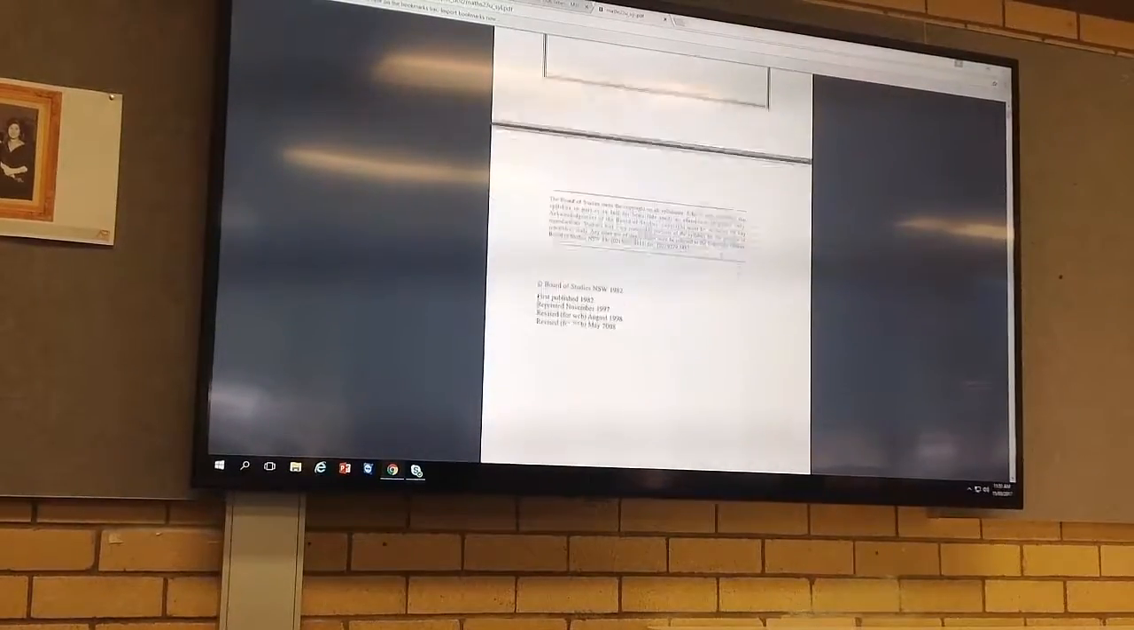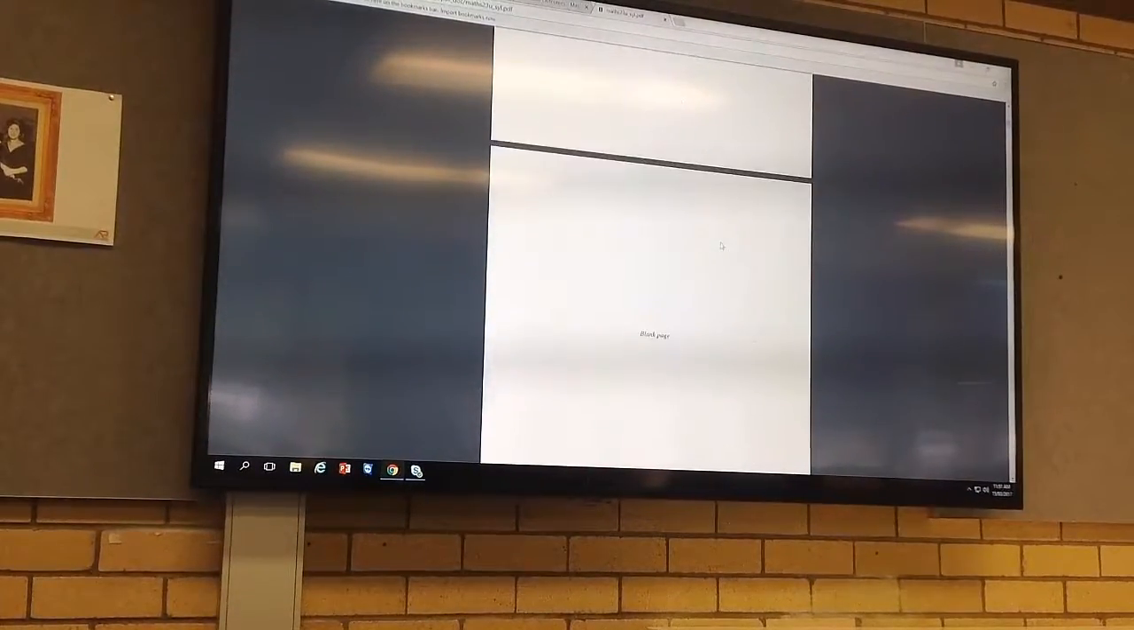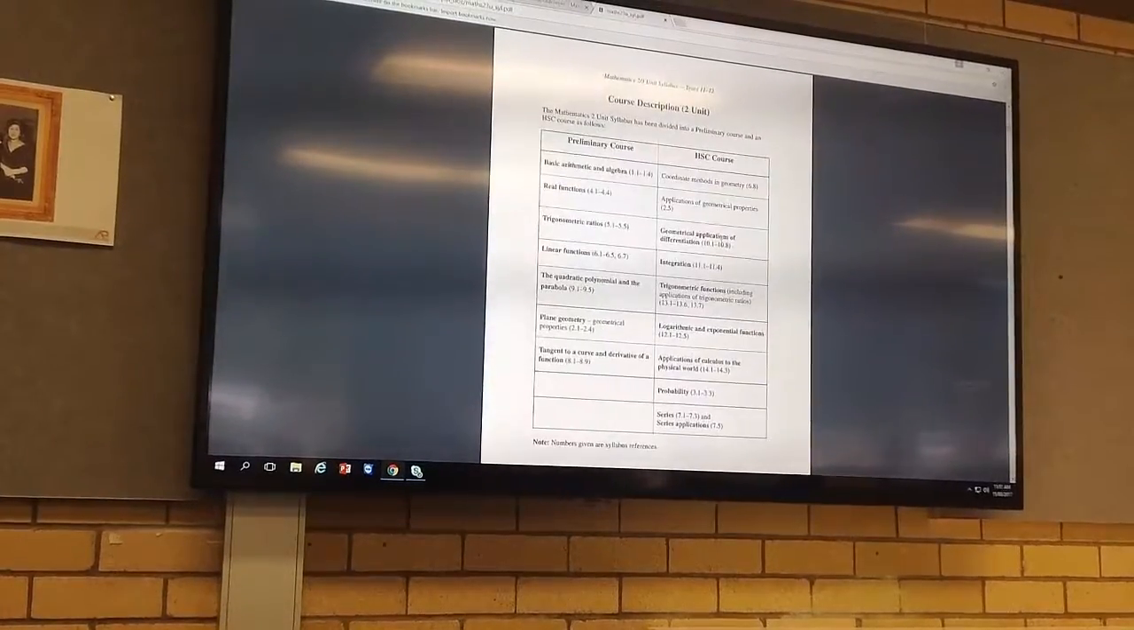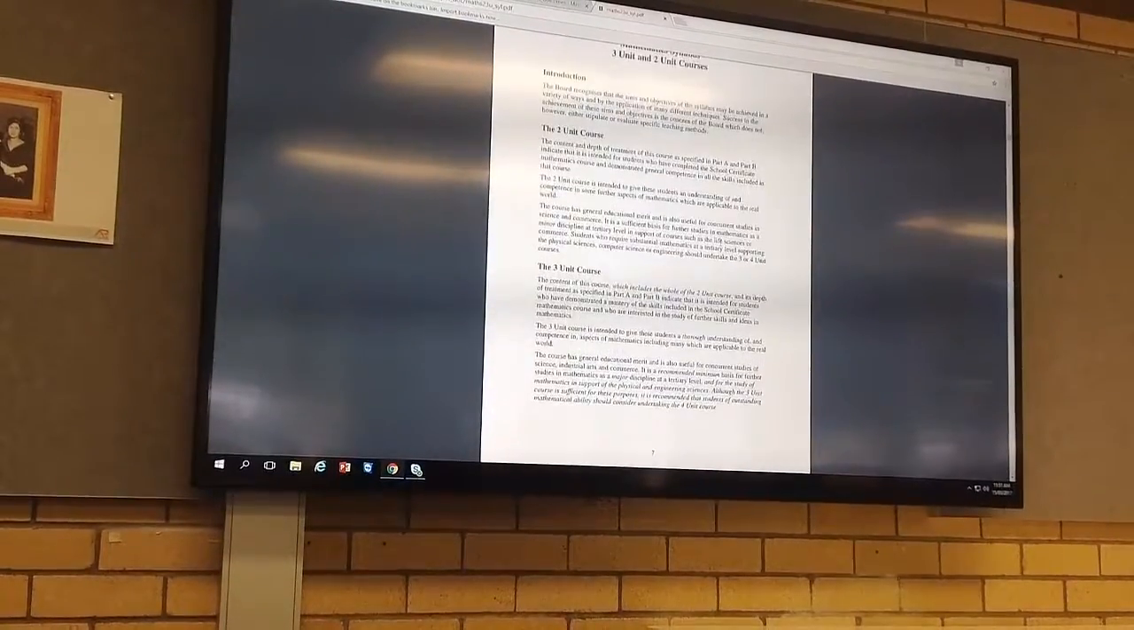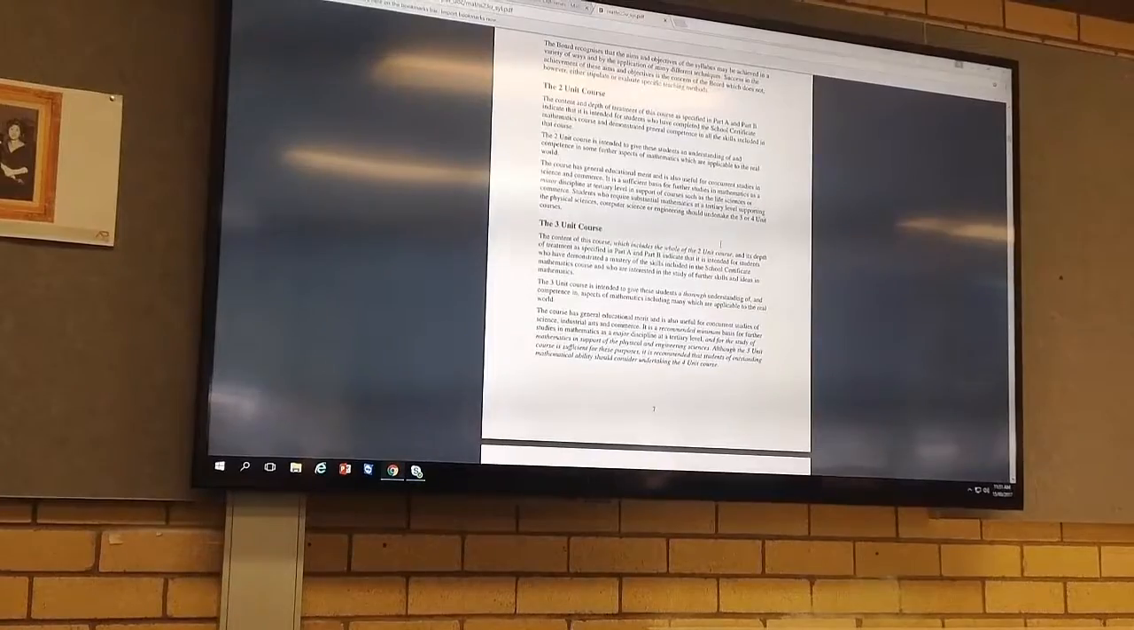Now, a couple of things. Let's have a look at the section in the syllabus that basically says, thou shalt. Let's go into this bit. Have a quick read of what it says about the 2 and 3 unit course. If a kid comes to you halfway through year 10, and this happens regularly, and asks, can I do the 2 unit course in maths next year? How do you know the answer to that question? By reading that. The syllabus tells you so.